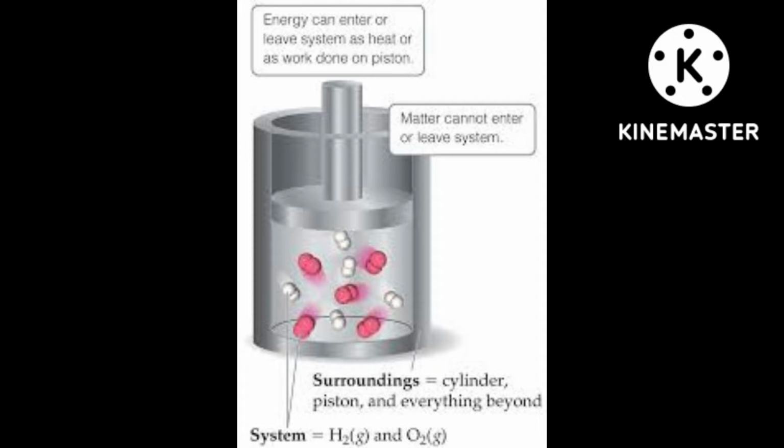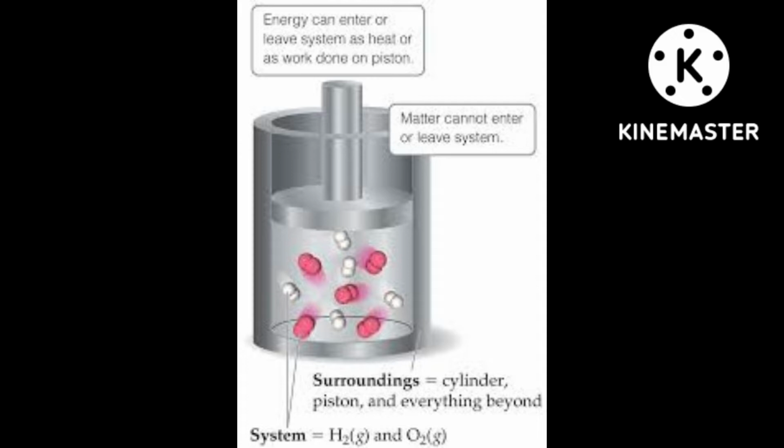Last class I discussed isothermal and free expansion of an ideal gas, and I told you three relations. The first is Q is equal to minus W, and minus W is equal to P, pressure, into volume change, that is V final minus V initial.